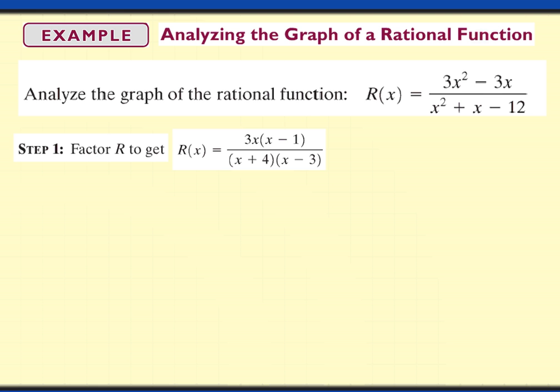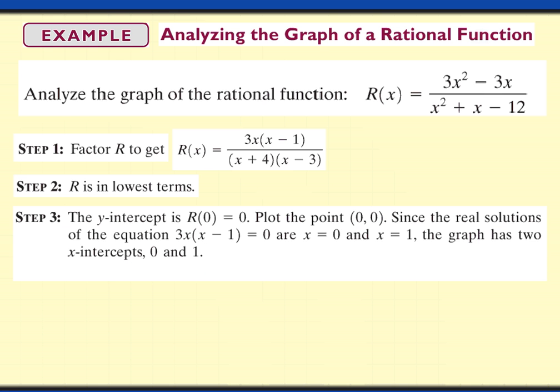And as before, the first thing we need to do is factor numerator and denominator, mainly to see whether it's in reduced form. And when we do here, we see that it is, in fact, in reduced form. So what do we do next? Well, then we're ready to find intercepts.